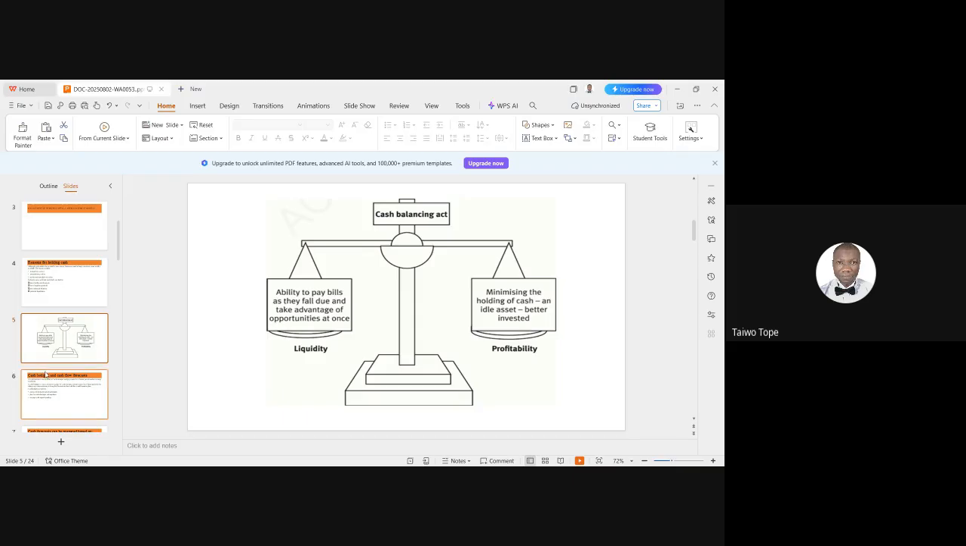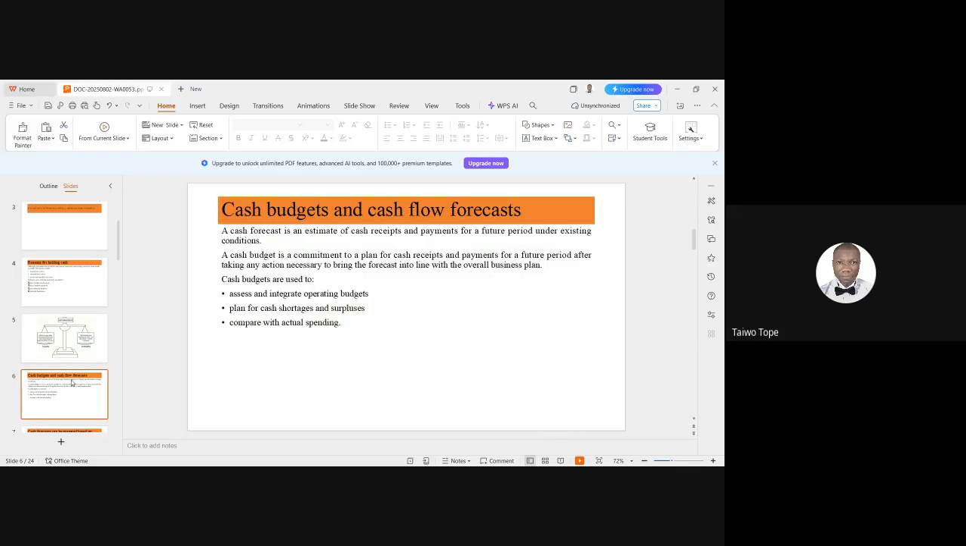So still on the issue of cash management models, we are expected to look at cash budgets and cash flow forecasts. This is what we look at in performance management, while we're treating the issue of budgets, where we have the inflow and the outflow. But I'll still take my time to read through what I have on the screen to explain for those who were not in that class.